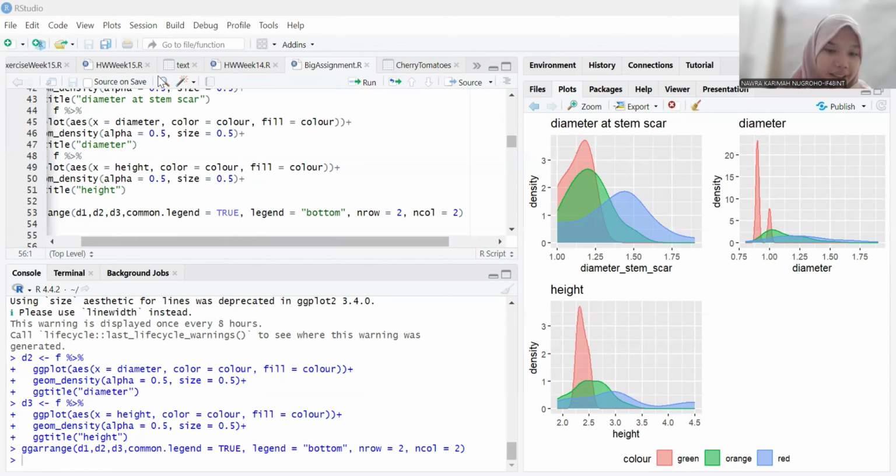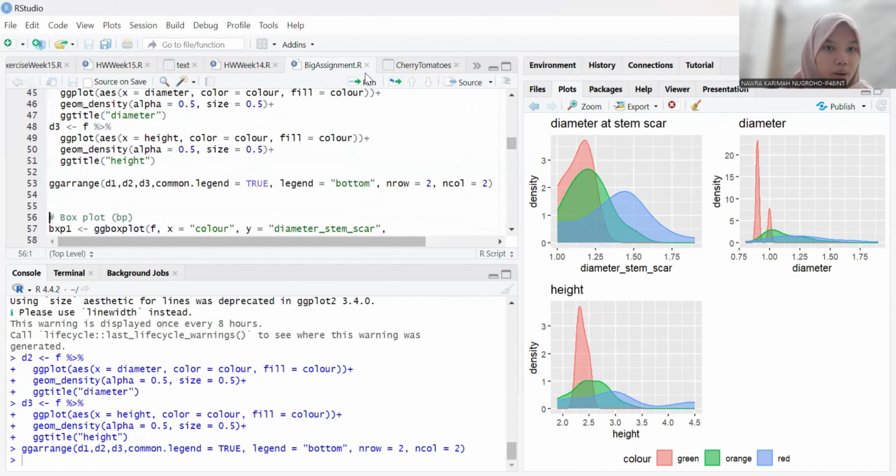For the height density, we can see that the red tomatoes somehow have a positively skewed distribution, while the other colors of the tomatoes, green and orange, have a normal distribution. From this diagram, we can also tell how spread out the data are, with red being the most spread out and green being the least spread out.